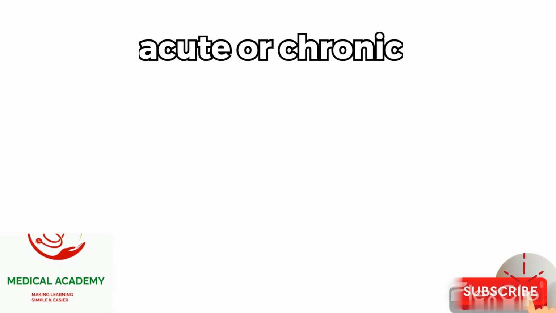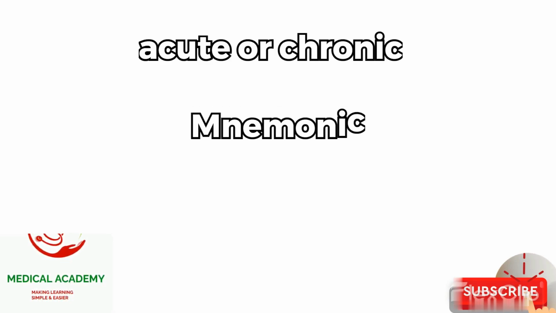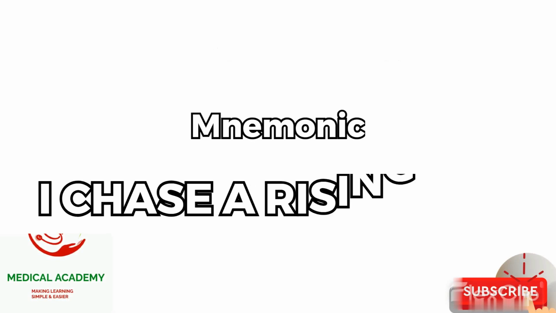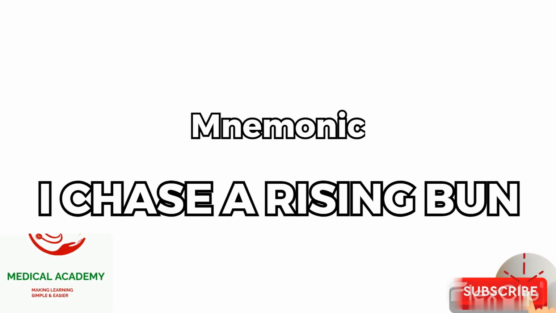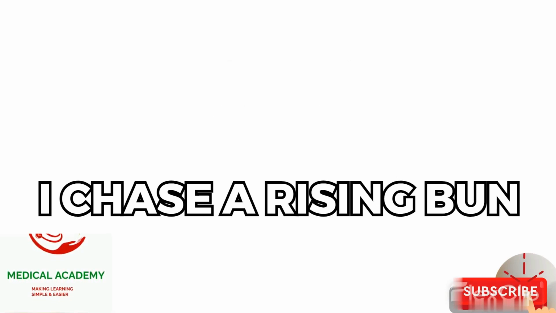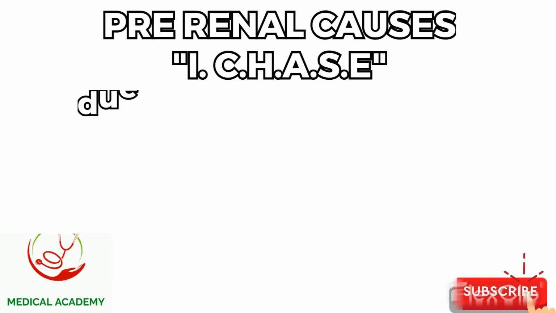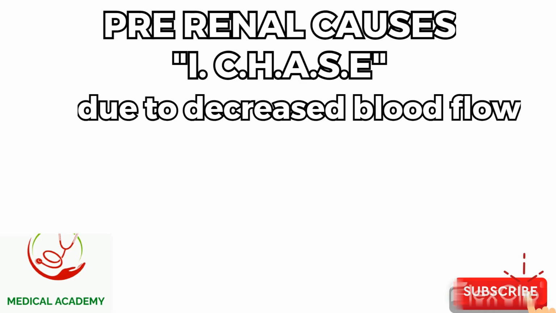If a patient has renal failure, we can construct a differential using a mnemonic, I CHASE A RISING BUN, which lists specific causes of renal failure. Let's start with prerenal causes, which are due to decreased blood flow to the kidneys.